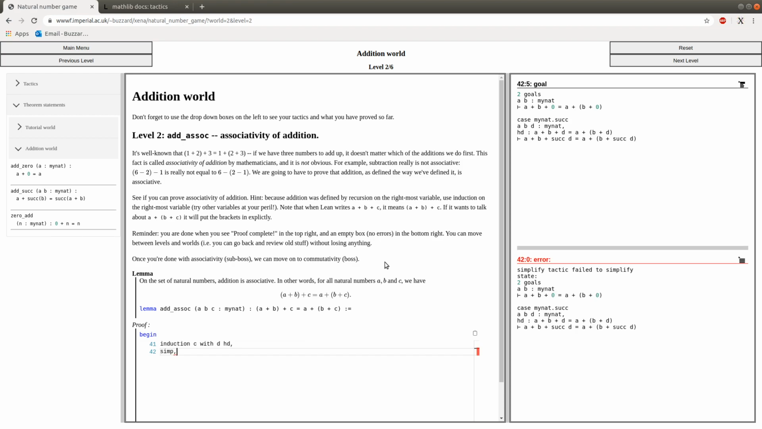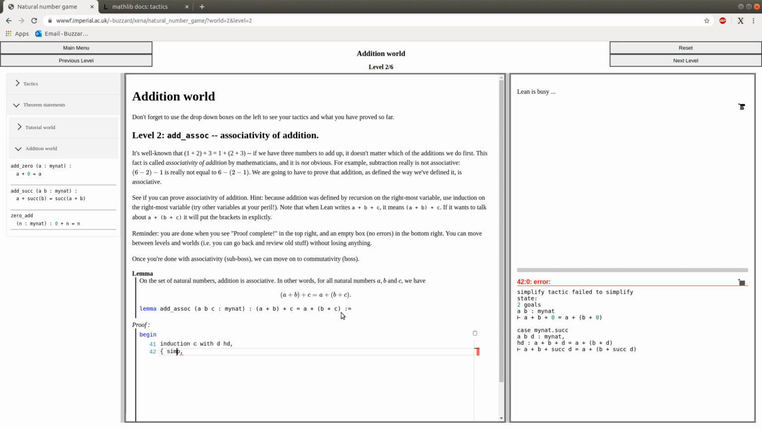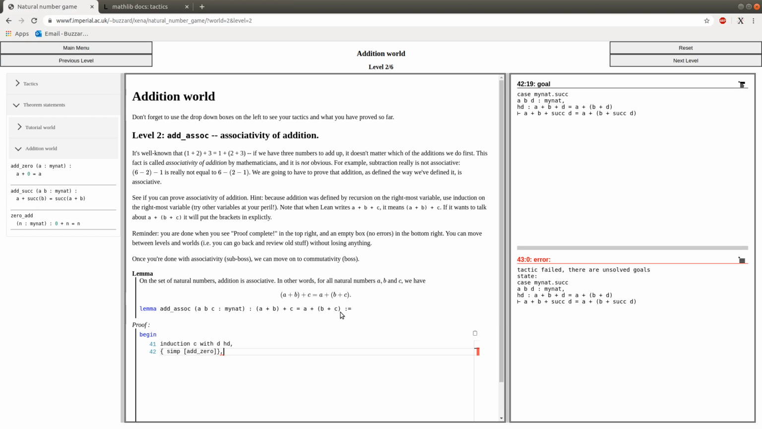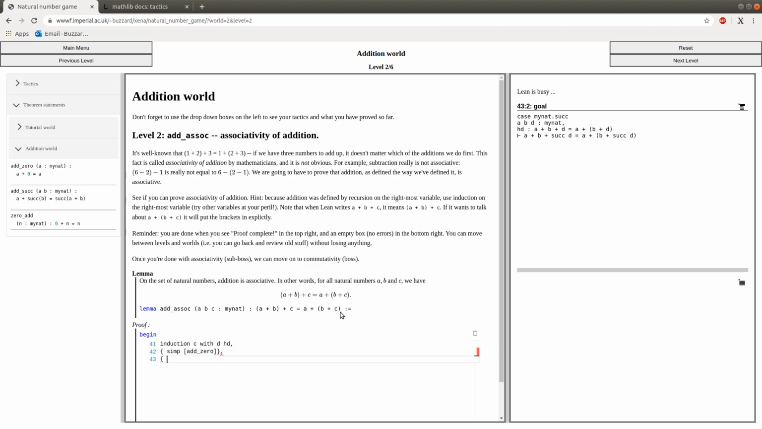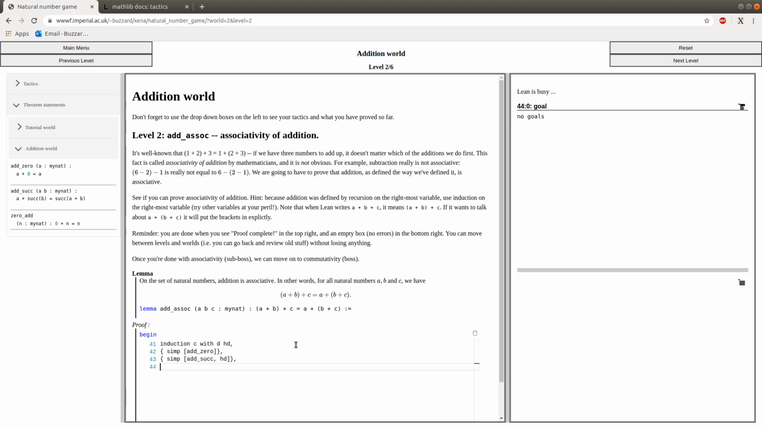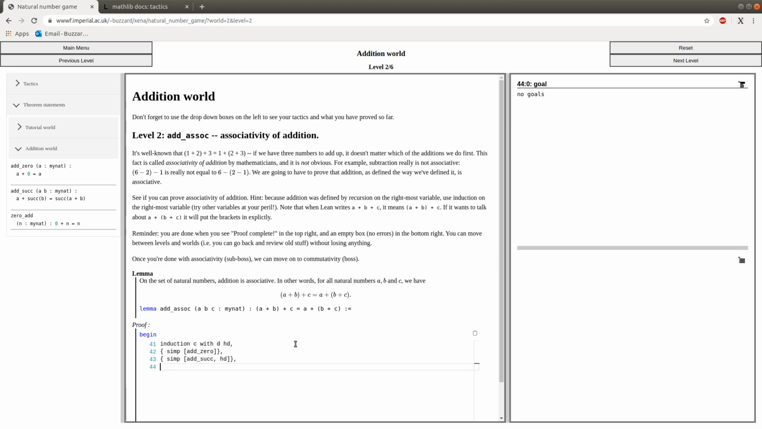Lean is busy. Yeah, so it doesn't know it. It doesn't survive. I need to tell it, if I tell it to use add 0 there, then yeah, that solves it, and then simp add suck or something. hd. How about that? So you see, no goals. Darn it! Where's my? Right, there's my proof complete.